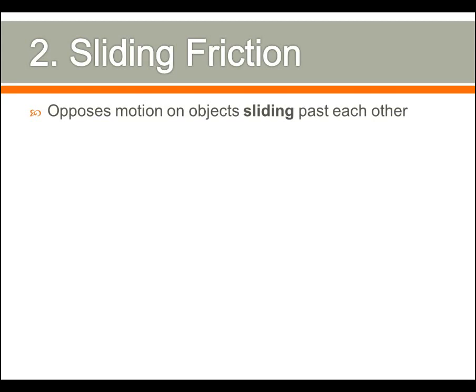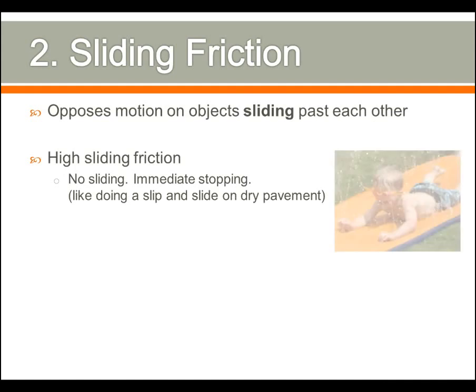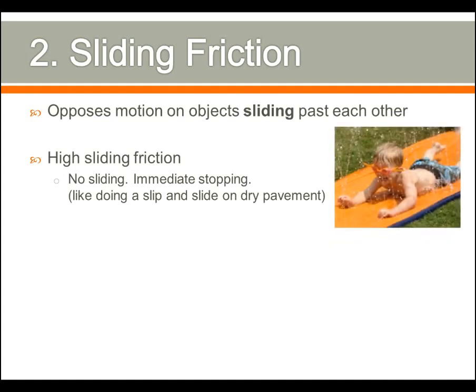Anyways, sliding friction is our second one here. This is what opposes motion on objects that are sliding past each other. Let's look at high sliding friction. High sliding friction is no sliding, immediate stopping. Imagine doing a slip and slide on dry pavement. Ow! But basically you'd hit the ground and you wouldn't move. It just stops right away. That's high sliding friction. Imagine trying to hit a hockey puck on grass. It wouldn't really go very far.